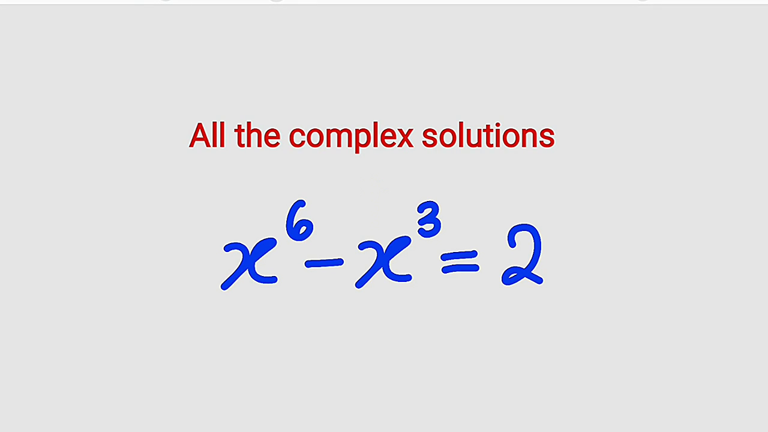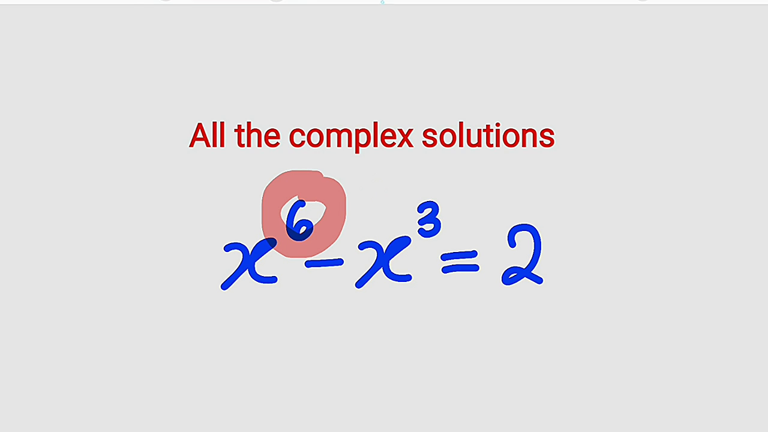Hello, good day viewers. If you can recall, this is exactly the problem we solved day before yesterday, where we obtained two real solutions, -1 and the cube root of 2. But someone asked, what about the rest of the 4 solutions? Because we have a degree of 6. Therefore, we expect 6 solutions. But the rest of the 4 are said to be complex. So in this tutorial, we are going to find those 4 complex solutions.